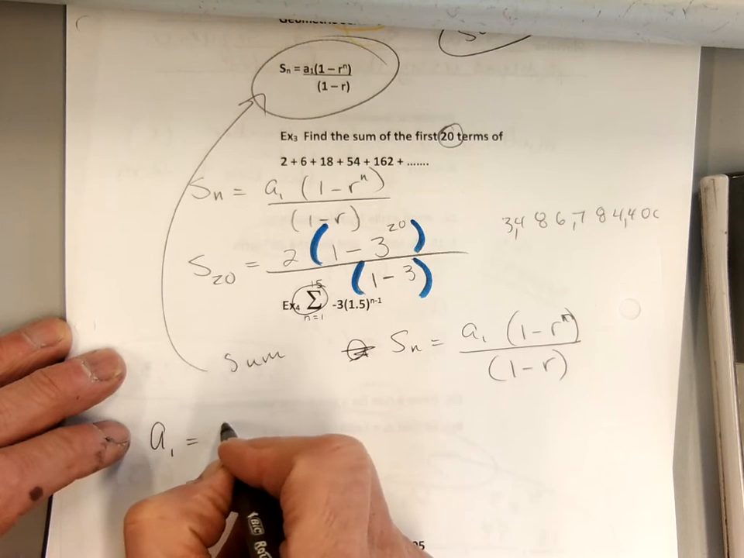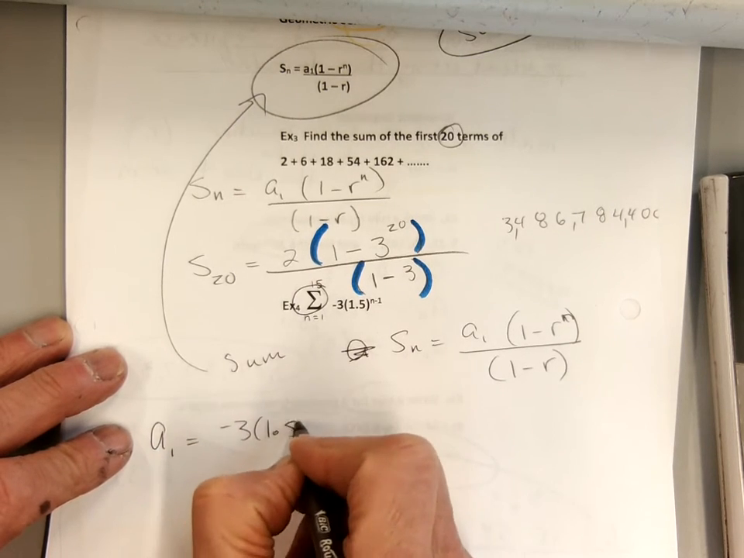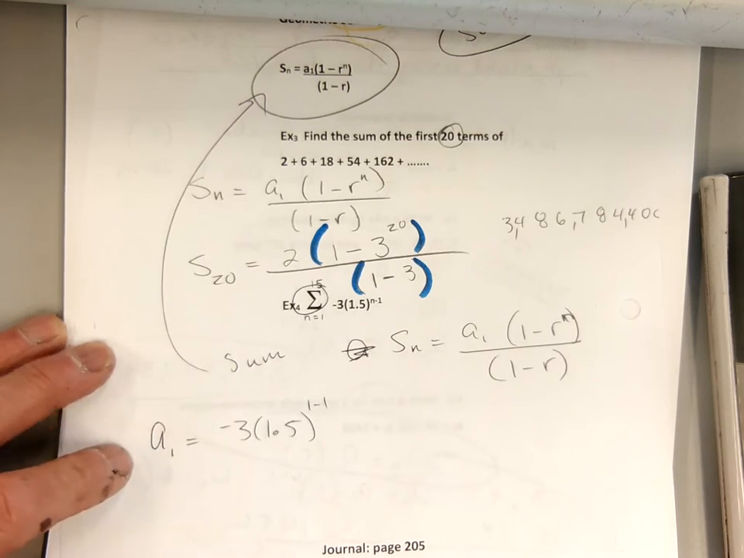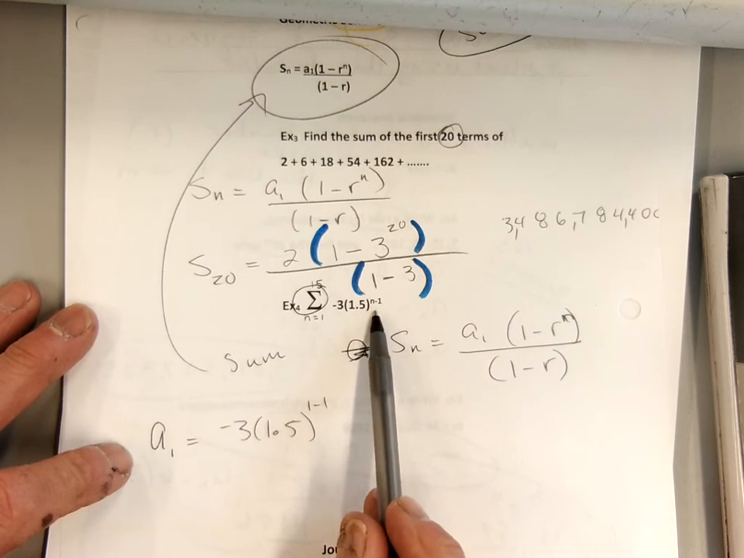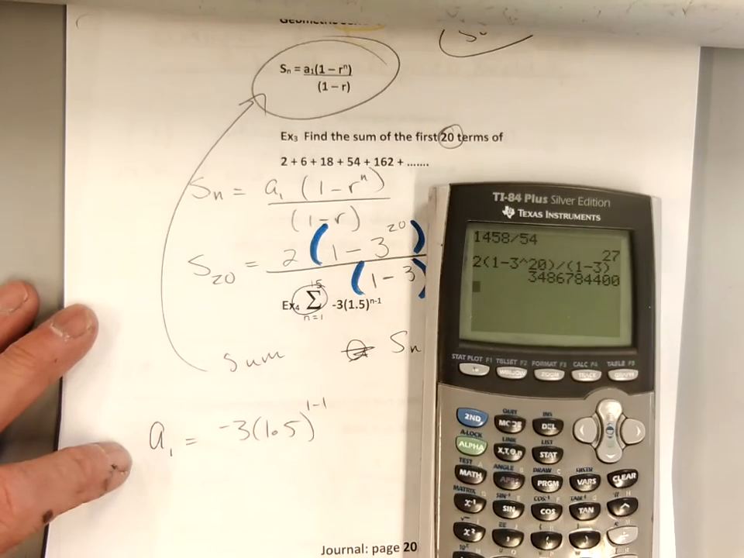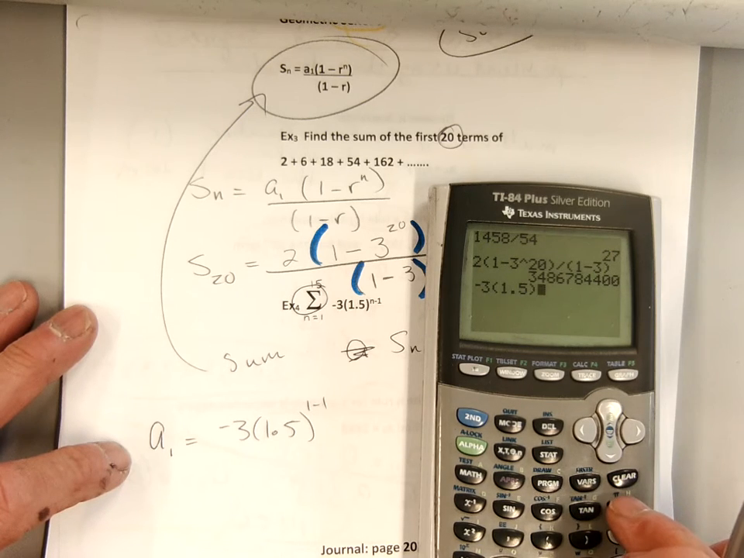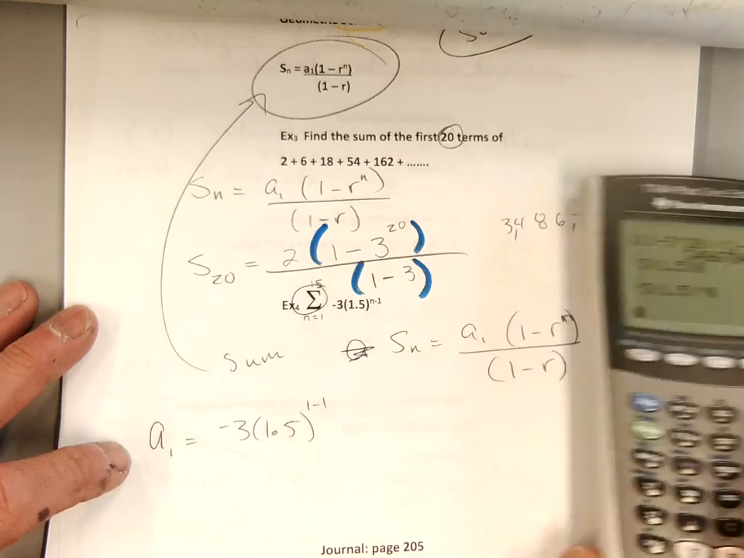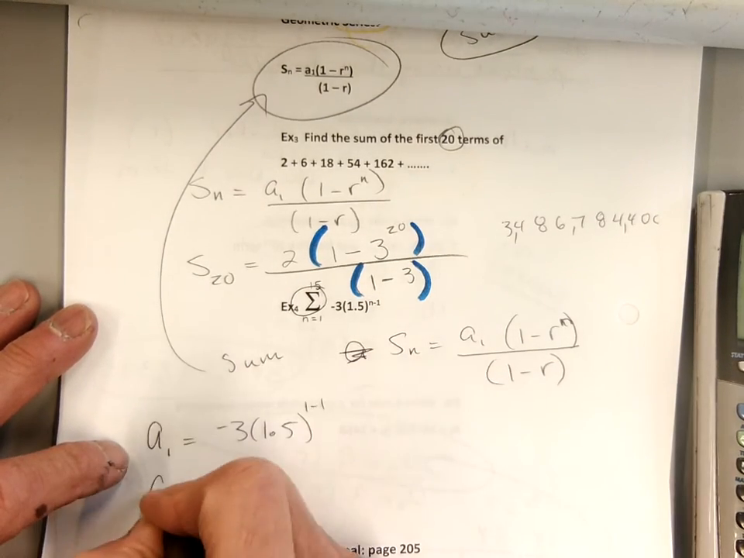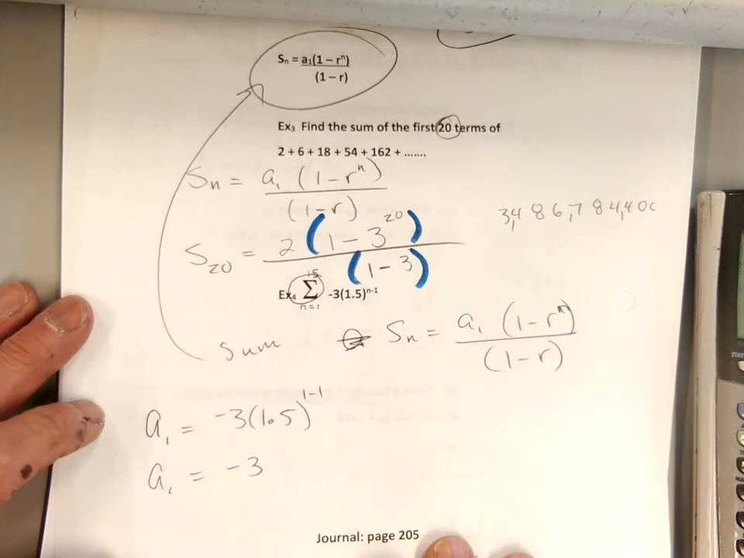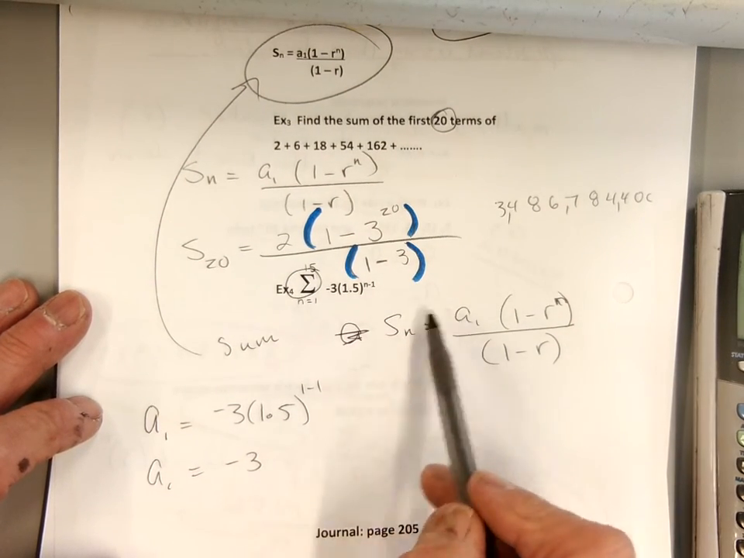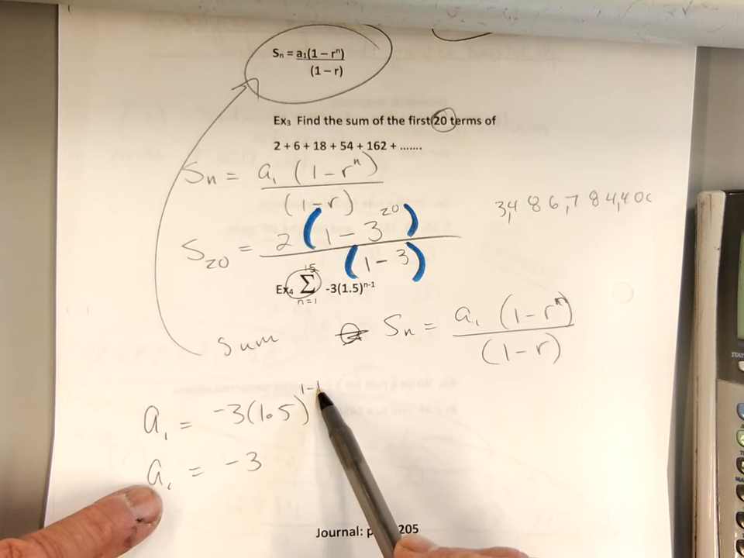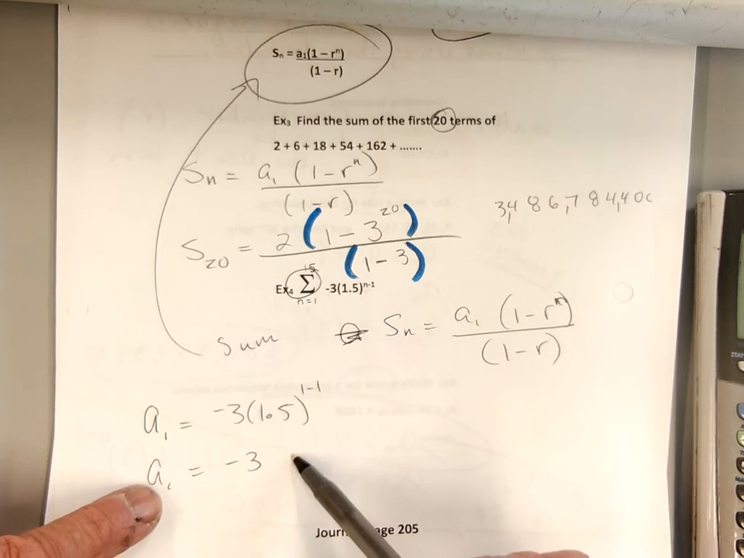A1 is going to be negative 3 times 1.5 to the 1 minus 1 power, right? We could make A1. I just plugged 1 in there, right? So negative 3 times 1.5 to the 1 minus 1, which is 0 power. Nope, never mind, I did that wrong. To the power of 0, and I got an answer of negative 3. So my first term is negative 3, okay? So I know I can put negative 3 here. You guys see how I made the first term? I just plugged in 1, right? First term is negative 3, so I can put negative 3 there.